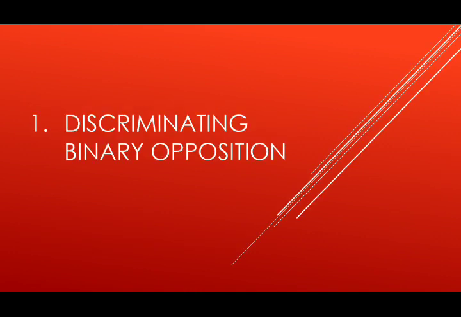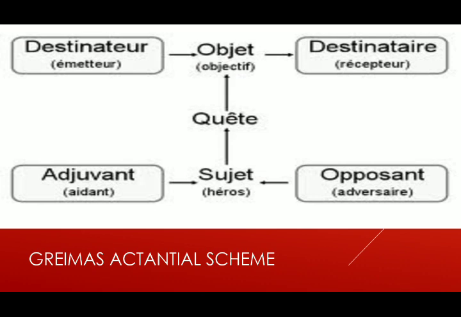Okay, now the first, discriminating binary oppositions. As you can see, structuralism tends to find the grammar, and the grammar here is built from binary oppositions. The binary opposition here is a kind of opposing terms, for example here you can see Greimas's actantial scheme. It is built from the binary oppositions of subject and object, adjuvant and opposant, or helper and villain, destinator or sender and destinataire or receiver.